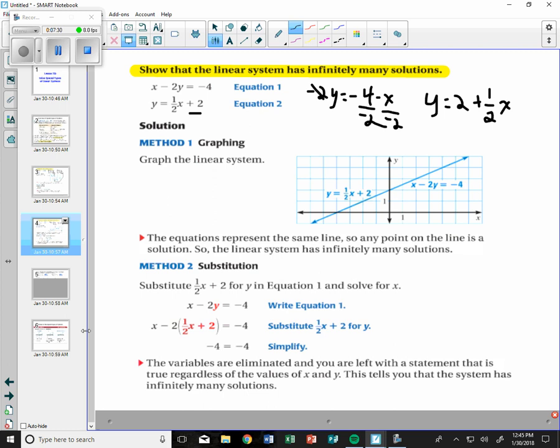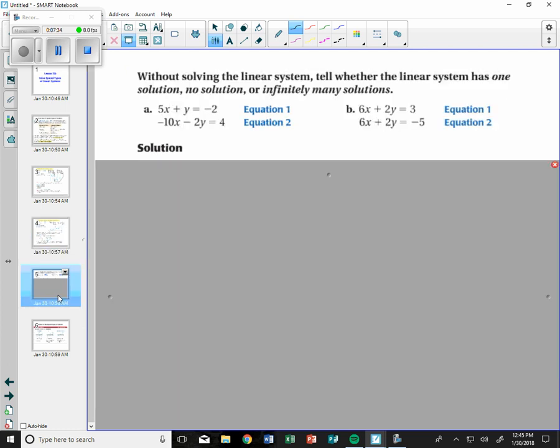Okay? All right. One last example. I'm going to actually give this to you. I would like you to solve these linear systems and tell whether the linear system has one solution, no solution, or infinitely many solutions. So actually I want you to pause, try and do these on your own. I am going to put the solution up here, but I do want you to try and do them by yourself. So pause, do your thing, and then you can restart.